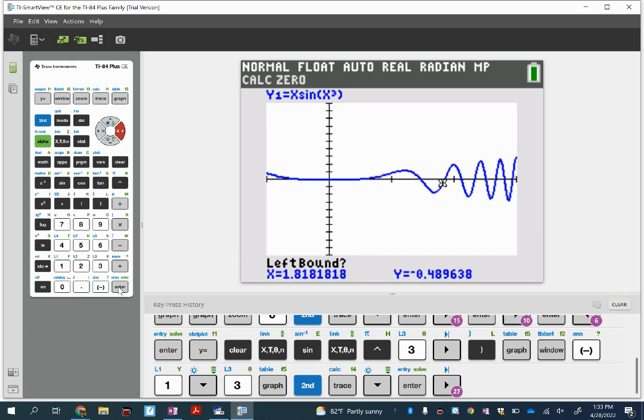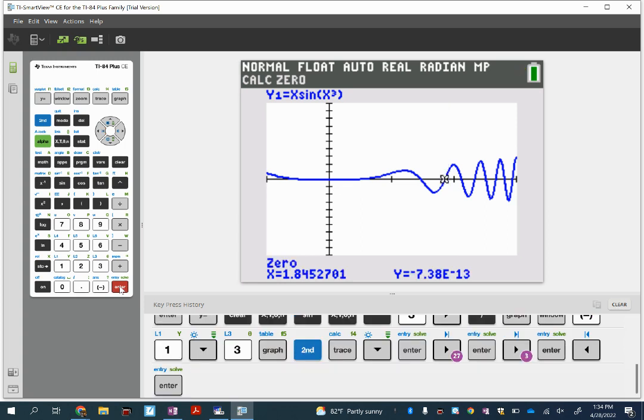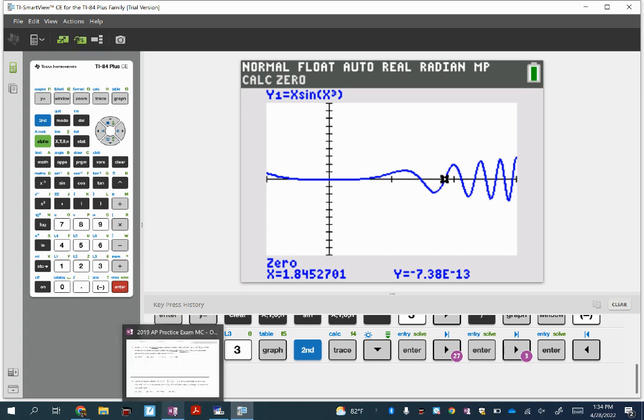All right, so I'm going to go there, about 1.8. Are we okay with that? Okay. Enter. Right bound, I'm going to go past it. Let's go past it. 1.9. So I'm telling the computer, look there and find the 0. Okay, so what is the 0? 1.845.